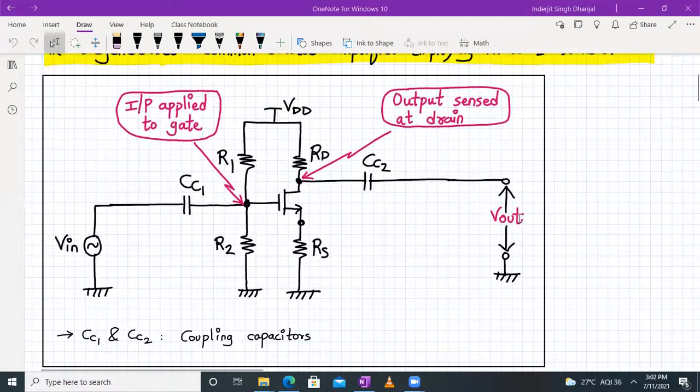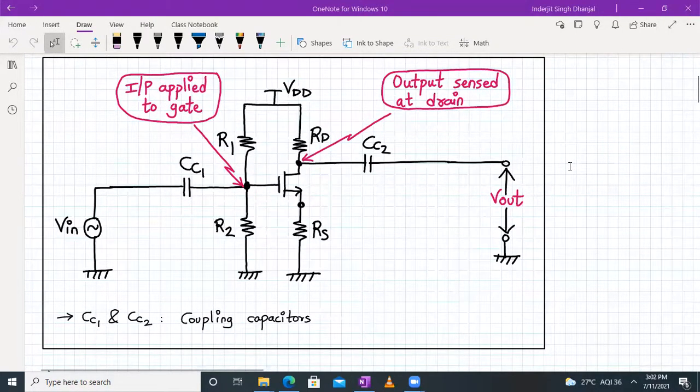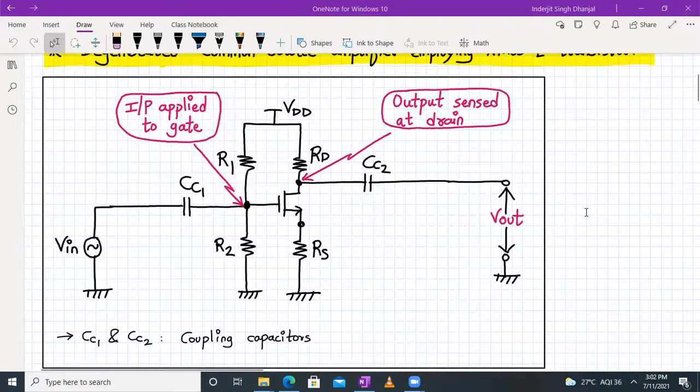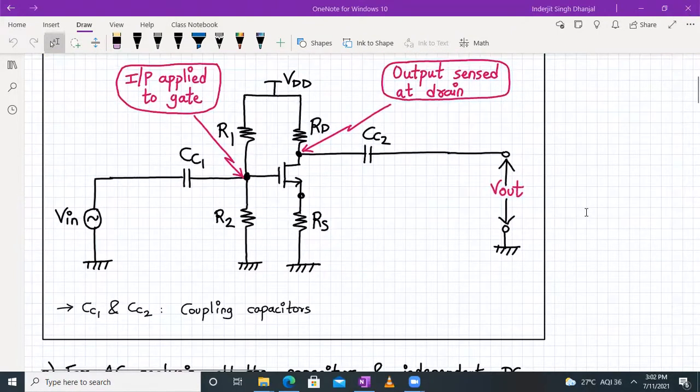As we know, in a common source amplifier, input is applied to the gate terminal and output is sensed at the drain terminal. Whenever the resistor RS is unbypassed, that means it is not bypassed by a capacitor, then it is called a degenerated common source amplifier. Or you can just say without the bypass capacitor CS, this configuration is called a degenerated common source. Here, the input coupling capacitor is CC1 and the output coupling capacitor is CC2.